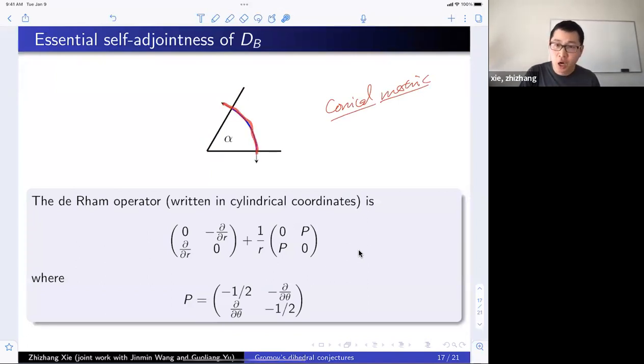You have the link, which is the arc, with some angle alpha. Look at the standard de Rham operator on this 2-dimensional cone. It's a conic metric, but it turns out, probably not very surprisingly, that we're going to write everything in polar coordinates. Then you will need to do a computation. Once you are in polar coordinates, the operator looks like this. It's some standard identification.